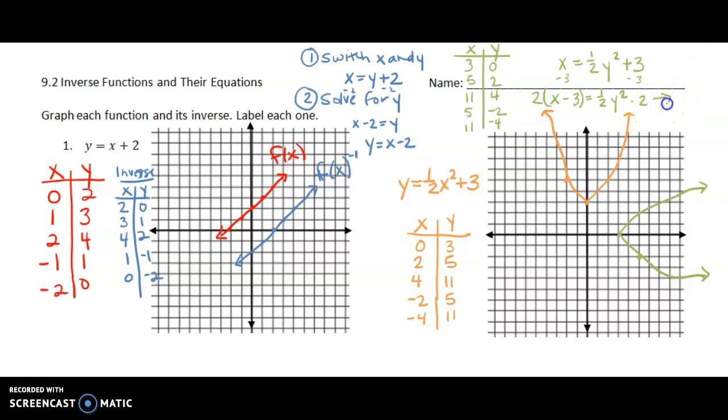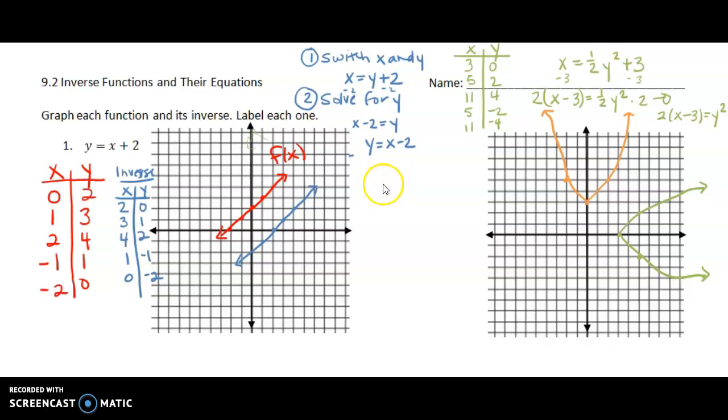Again, I'm kind of running out of room here, but I would have 2 parentheses x minus 3 equals y squared. And the last part is to get rid of your square. You always square or square root only when you have that piece. Now, when you add a square root, you have to square root both sides and add the plus or minus. I'm going to rewrite that equation over here. Again, we have 2(x minus 3) equals y squared.